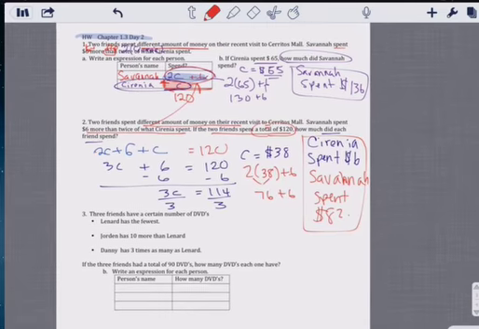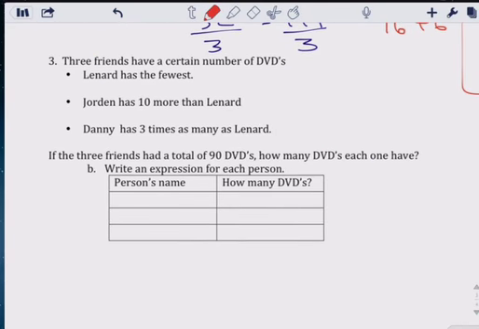Number 3. Three friends had a certain amount of CDs. Leonard had the fewest. Jordan had 10 more than Leonard. Danny had 3 times as many as Leonard. Okay, 10 more than, 10 plus, flip, Leonard. Danny is 3 times as many as Leonard, so times Leonard.